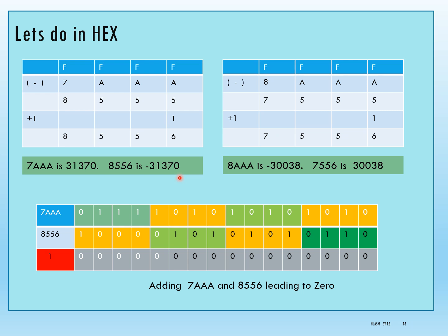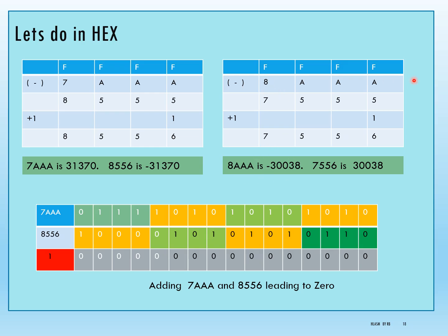You can go and do the maths: 16 power 0, 16 power 1, 16 power 2, 16 to the power of 3, and multiply with 15, and all that mathematics you can do. 7AAA is 31370 and 8556 is minus 31370. Similarly, in the previous example, we have seen 8AAA is minus 30038.